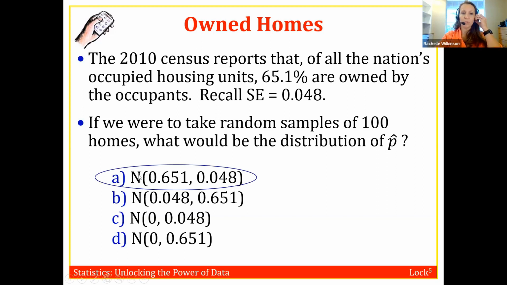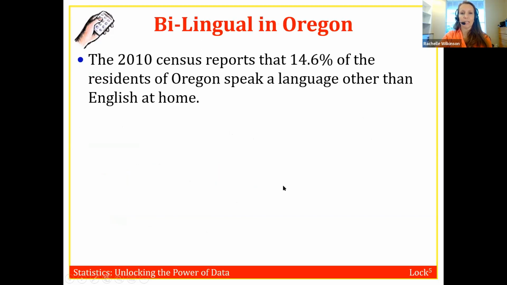So remember, we say normal distribution, and then we list the mean and the standard deviation, which in this case is the mean and the standard error of that sampling distribution. So the 0.651 and the 0.048. Okay, here's another one we'll do real quick.